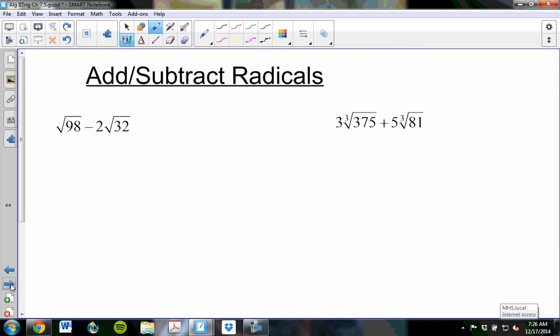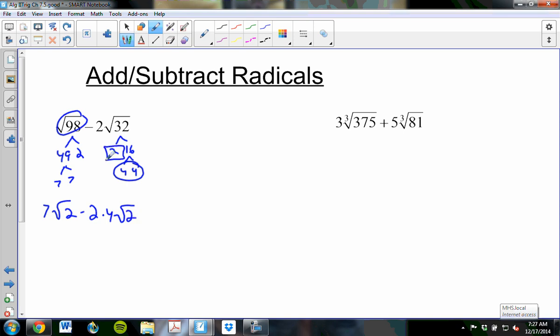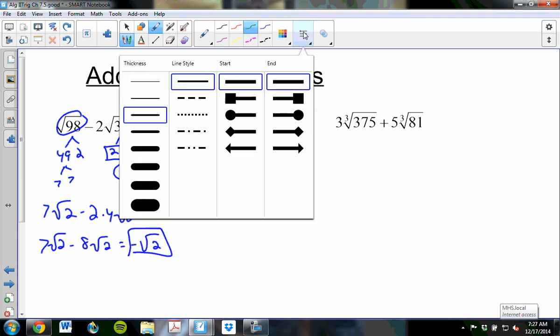Now take those properties and play with them a little bit. Square root of 98 is 2 and 49, we have 49 and 2. 49 is 2 7s, so this becomes 7 root 2. 32 is 2 and 16. 16 is 4 and 4. I can just grab this pair of 4s and bring it out. Even though those 4s aren't prime numbers, they are a pair, so I can pull it out right now. I have 2 times 4 root 2, because the 2 stayed behind. This is 7 root 2 minus 8 root 2, which is negative 1 root 2, or just negative root 2.